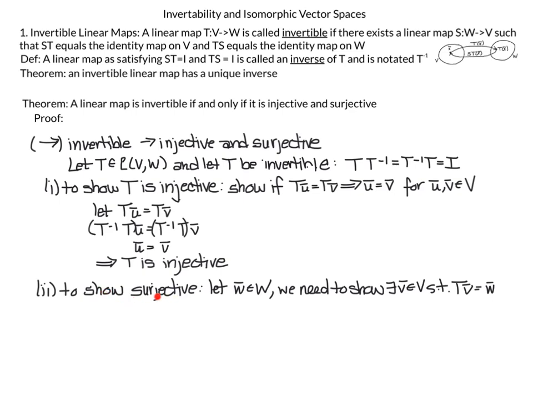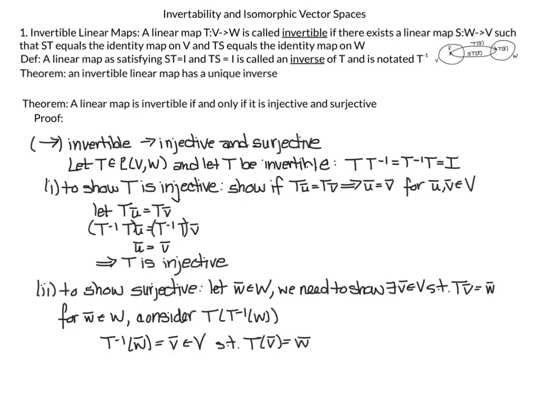Next, to show surjective, I'm going to take W and say that's an arbitrary vector from the space W, and we will need to show there exists a vector V in the space V such that T of V is equal to W. And what I'm going to do is consider T T inverse W. You note T T inverse is definitely a vector because T T inverse is just the identity matrix. So I can do this, and this is well defined.